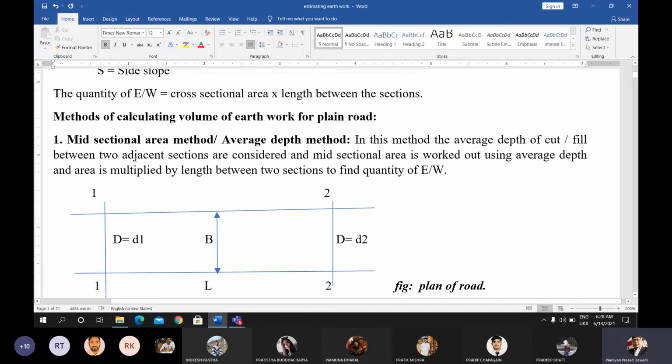This is the important method. In the examination, if it is not asked to work out the earthwork for the plain road with a specific method mentioned, then you can do it using the mid-section area method. This method is relatively faster than other methods. Average depth method can be used. Average depth method is also called mid-section area method.